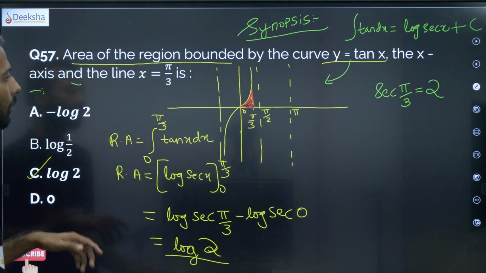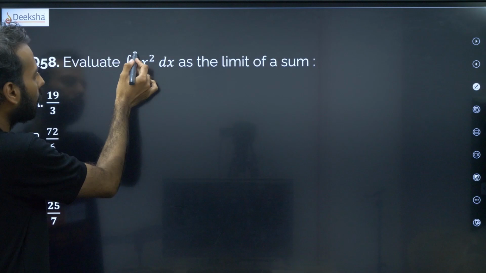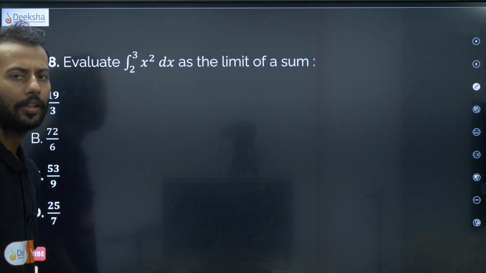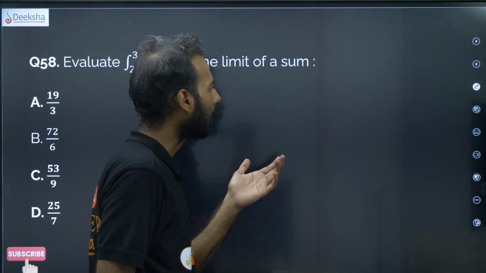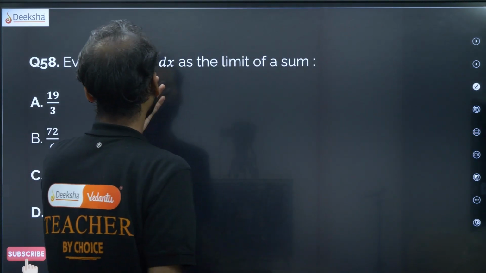Next, log 2 is the answer. Moving on to the next question. Evaluate the limit 2 to 3 x square as a limit of sum. In NCERT, the limit of sum is there, but it will take a long process. You don't solve it using limit of sum.